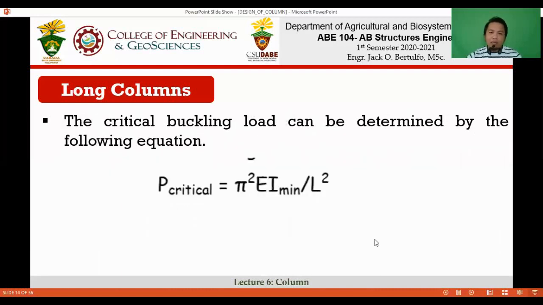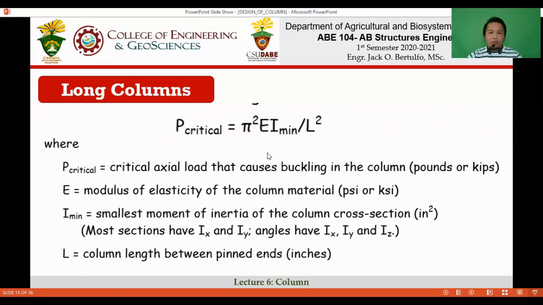So the critical buckling load can be determined by the following equation. This is the one derived by Euler, and it calculates the critical load. It's quite simple to remember: just pi squared EI over L squared.